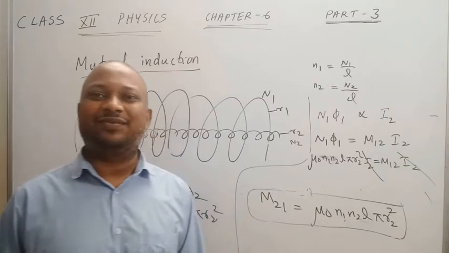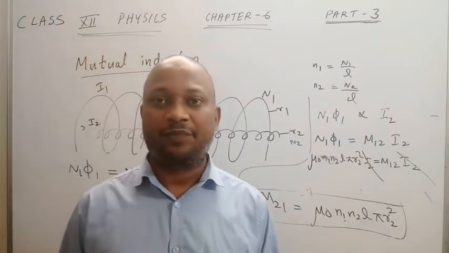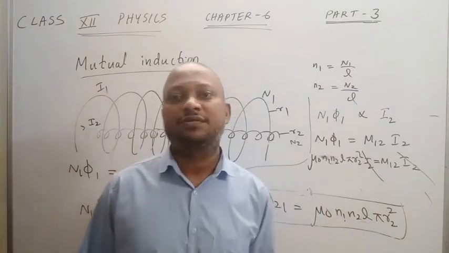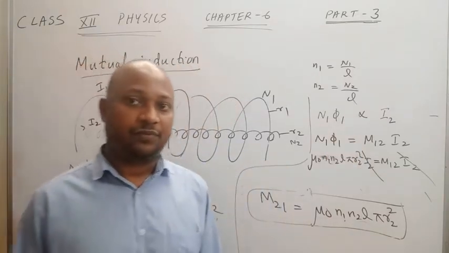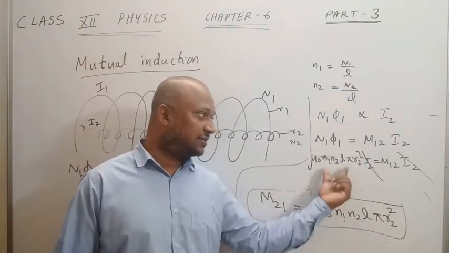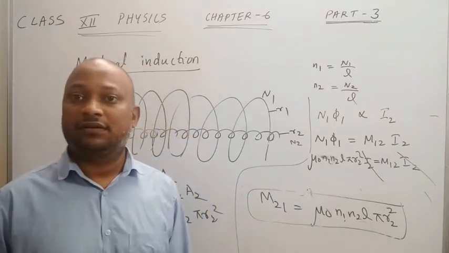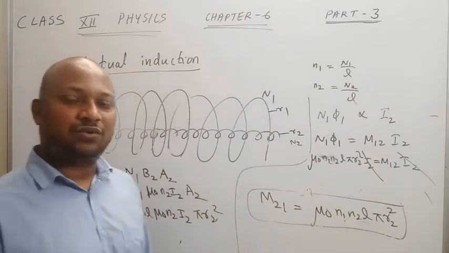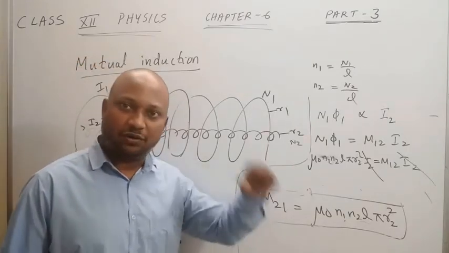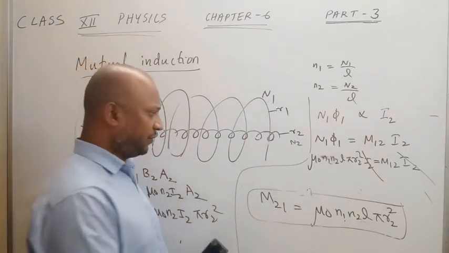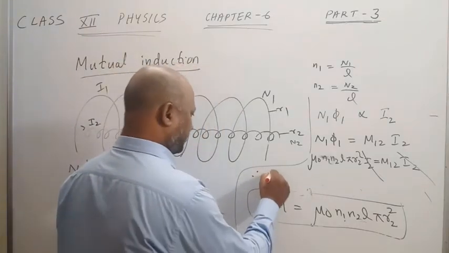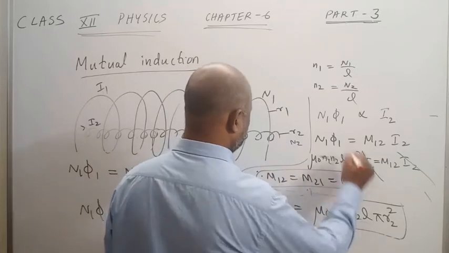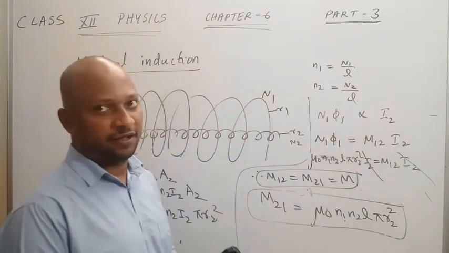So the area, whether it is the bigger one or the smaller one, is always for the smaller one only. So both are the same. The answers are same. So we can write M12 is equal to M21 is equal to M. Simply you can write, therefore M12 is equal to M21 is equal to M, the mutual inductance.